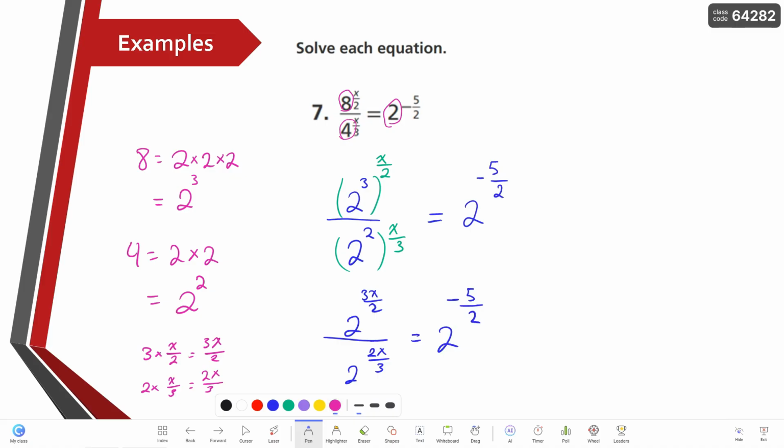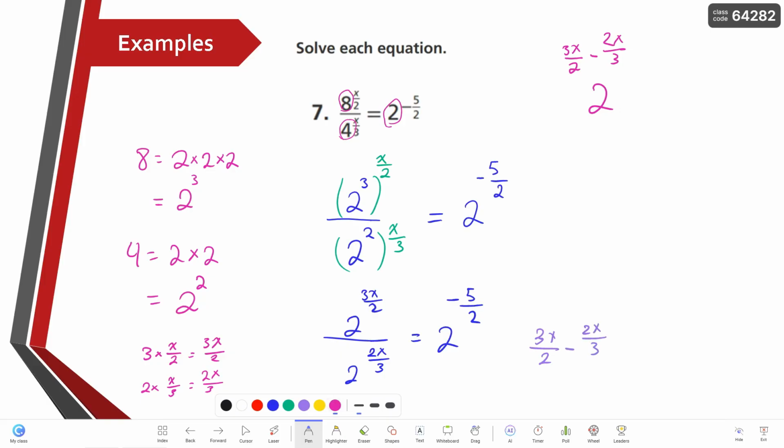And then I'm going to apply the quotient rule, which says that if we have the same base and we are dividing exponential expressions, we can write one of the bases, which is 2, and then we can subtract the exponents. So I'm going to subtract here 3x over 2 minus 2x over 3. Since we don't have the same denominator, we cannot go on and do the subtraction. So I'm going to try to find the common denominator first for 3x over 2 minus 2x over 3.